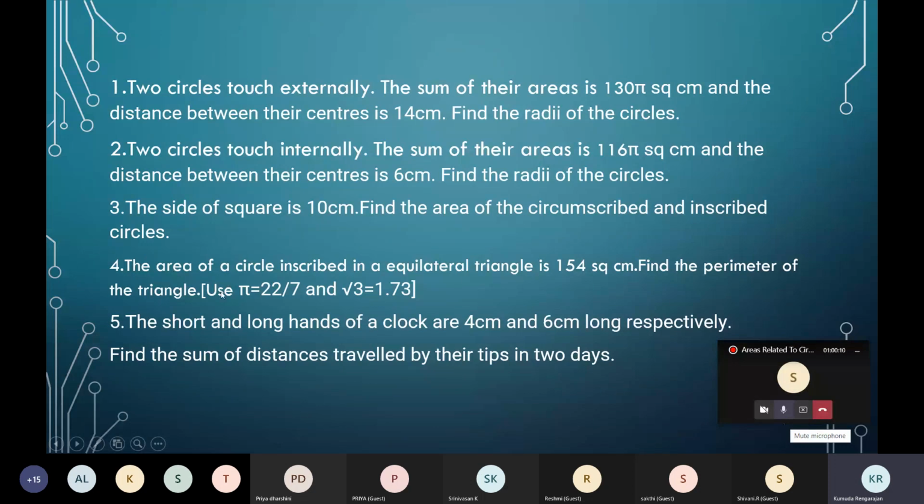Take on the fourth question, children. The fourth question.